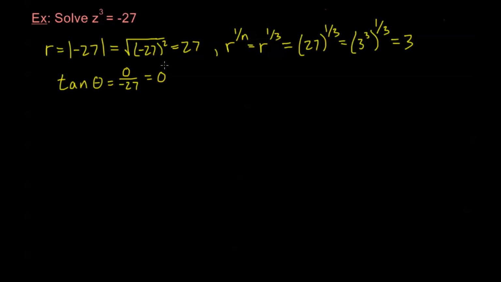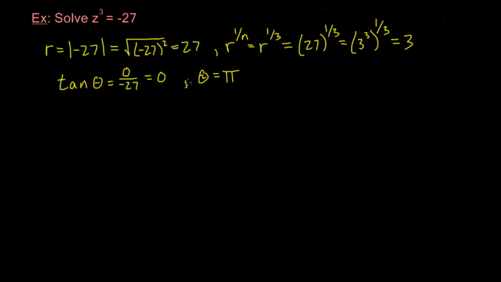Now the reason we normally wouldn't use tangent here is because negative 27 doesn't actually fall in a quadrant, does it? This is just on the negative real axis. If we were back in polar coordinates that weren't complex, we'd say the negative x-axis. So we need to find where tangent is equal to 0, but my real value is negative. So my theta is not 0. My theta here is going to be pi. So we don't really have a problem using tangent.